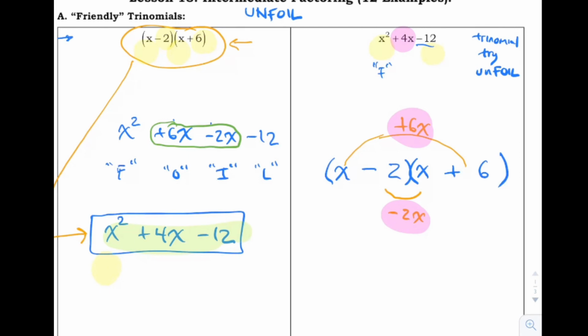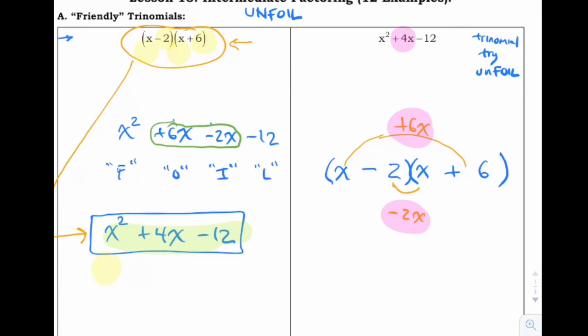And then, of course, the negative 2 times the 6 has given us the negative 12, which is the last position. So it works just great. Let me clean this up just a little bit. Let's put that back. Okay, cool.